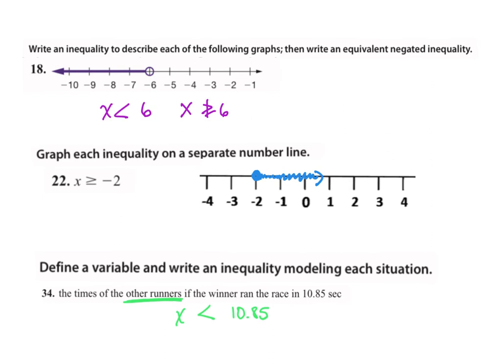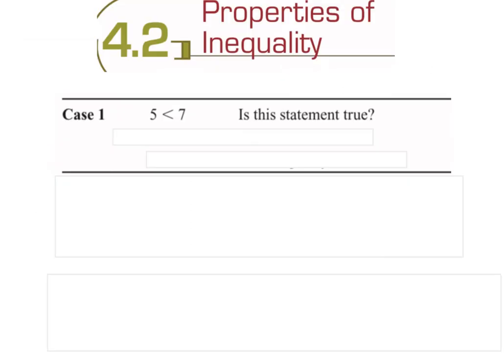So we're looking at the other runners. So yes, if they said compare the winner's time to the other runners, then we would be using greater than for the other runner's time. But in this case, we're comparing their time to the winner. So we're going to look at these properties.